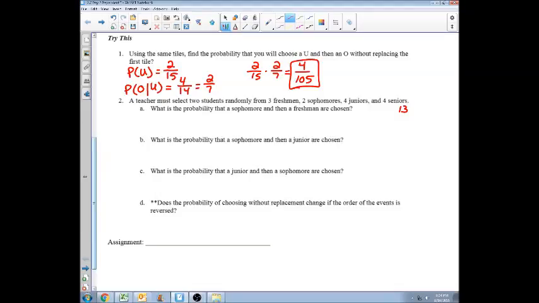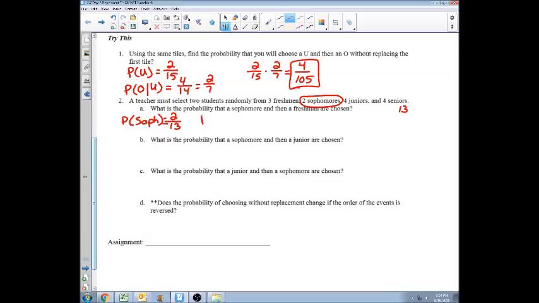So basically what this means is if I just had sophomores and freshmen in the class, I'm going to choose one sophomore to go out in the hall, and then I'll choose one freshman to go out in the hall. Okay? So they would no longer be within the ability for me to choose that same sophomore again. So the probability of a sophomore would be 2, because there are 2 sophomores. It would be 2 out of 13.